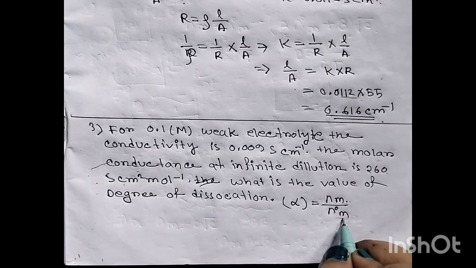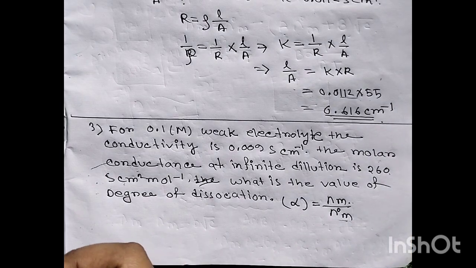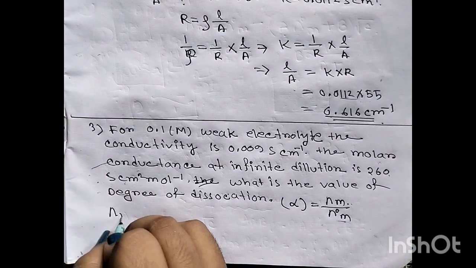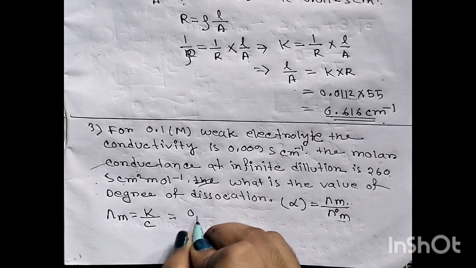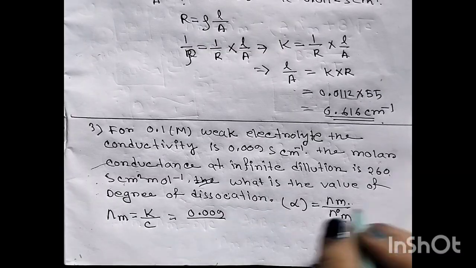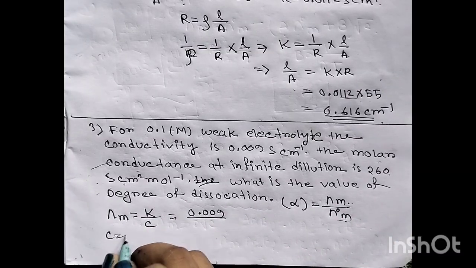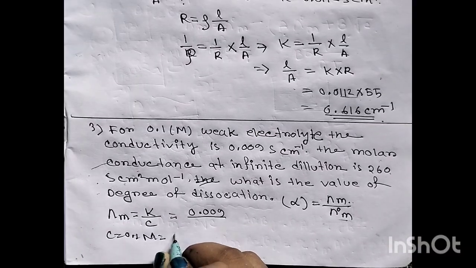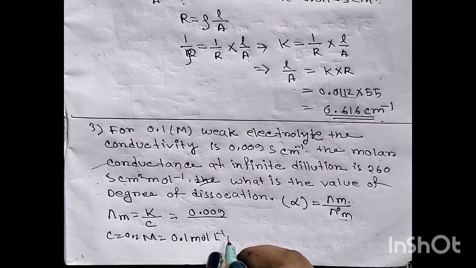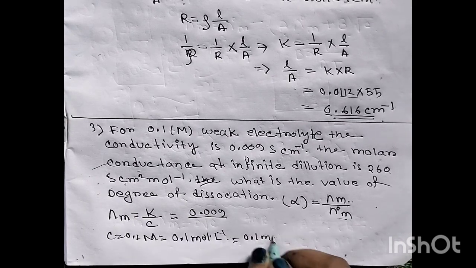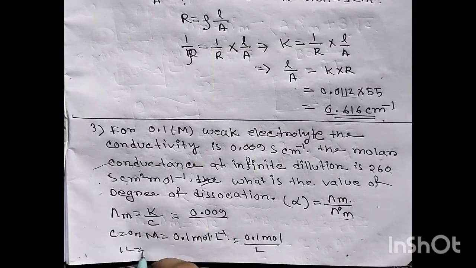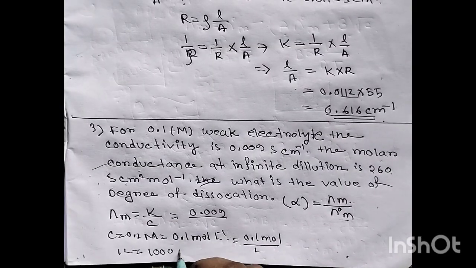We know this value is 260. Now we calculate the value of lambda m, molar conductance. We know molar conductance equals kappa by C. Kappa means conductivity, 0.009, by concentration. Concentration equals 0.1 molar, that means 0.1 mole per liter. We know 1 liter equals 1000 cm cube.